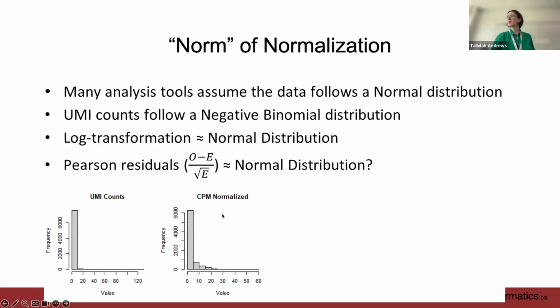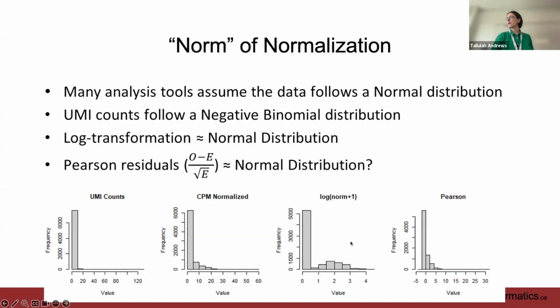Here are our raw UMI counts. Here is our counts per million normalized data. If we log transform that, you can see we now have kind of a normal distribution with this one spike down at 0. And if we use the Pearson residuals, we also get a more normal-like distribution. Because of that, this allows us to use methods like principal component analysis, which assume our data follow a normal distribution, on our single-cell expression data.